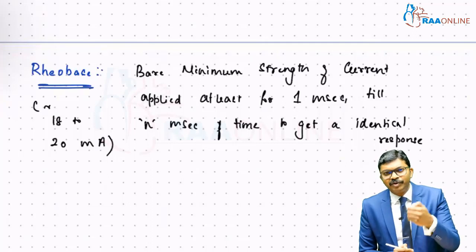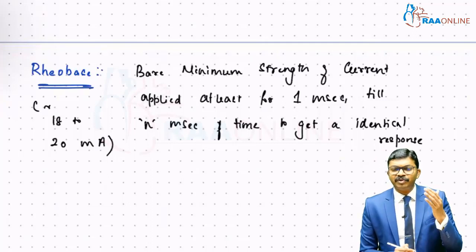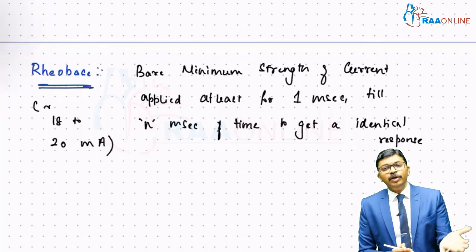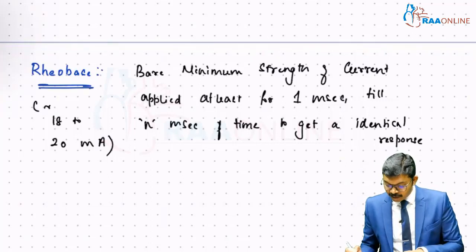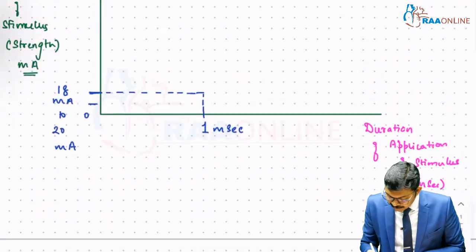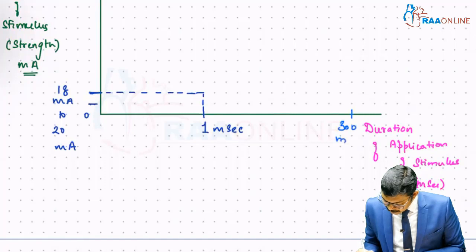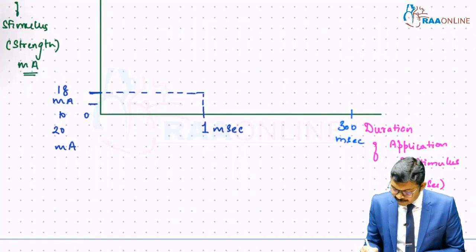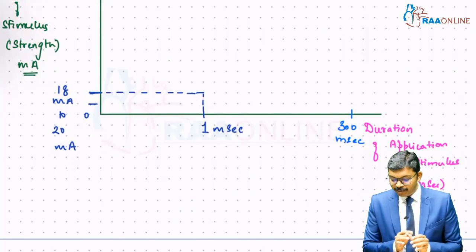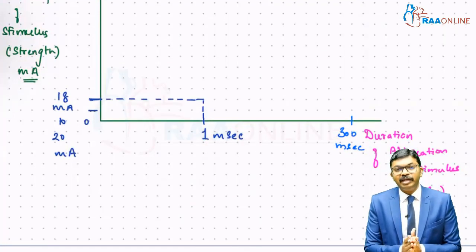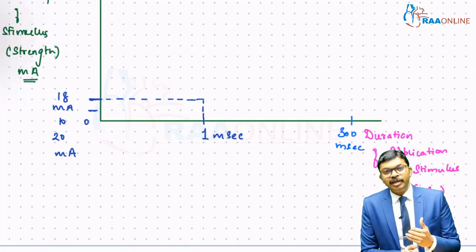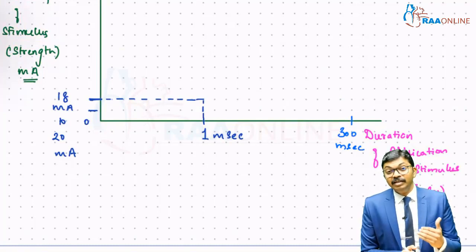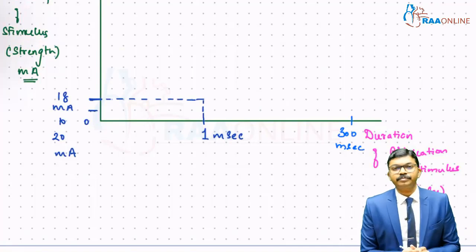You can apply the stimulus for 1 millisecond, 5 milliseconds, 10 milliseconds, even 300 milliseconds, the curve is going to be identical. Alright, so from 1 millisecond all the way to 300 milliseconds, guys, the response is going to be ditto identical, and such a curve is going to be the response curve for 18 milliamperes of current. Alright, now let's see what will happen if the intensity of stimulus is increased.